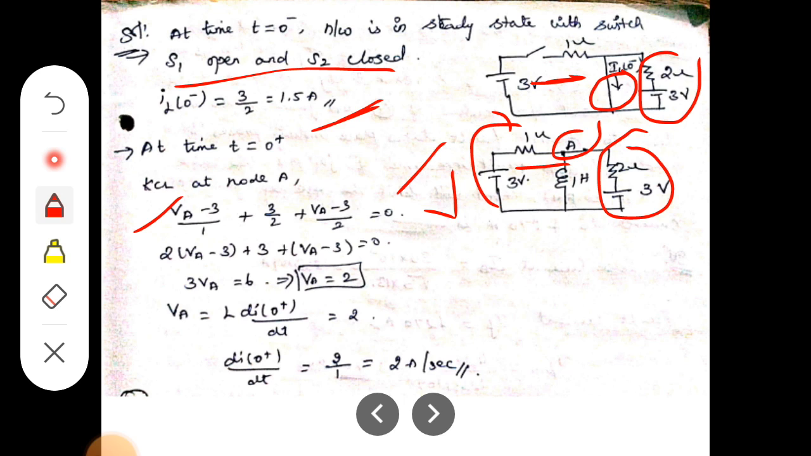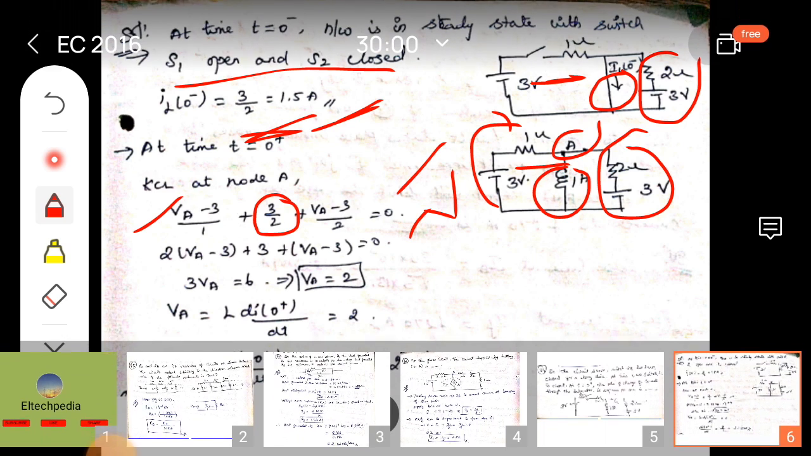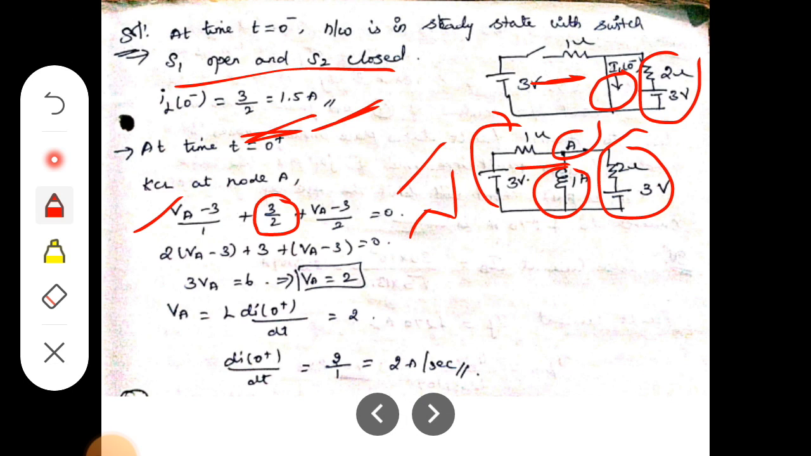Here we already calculated this value, that is 1.5, so it is written as 3 by 2. Why do we write it as 3 by 2? Because we want to take the LCM, that's why. So multiplying and taking LCM 2 and cross multiplying: 2 into VA minus 3, plus 3, plus VA minus 3 equal to 0. From this equation, 3 VA is equal to 6, so VA divided by 3 equal to 2. So VA is equal to 2.